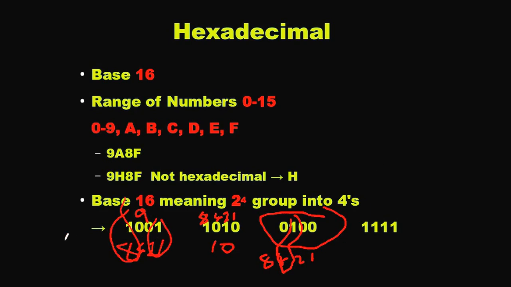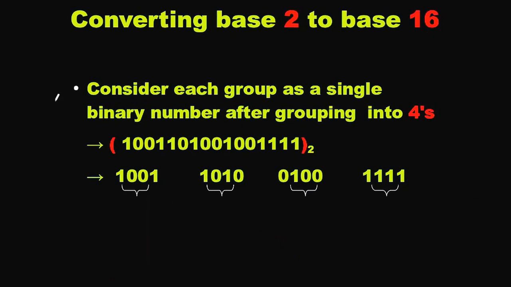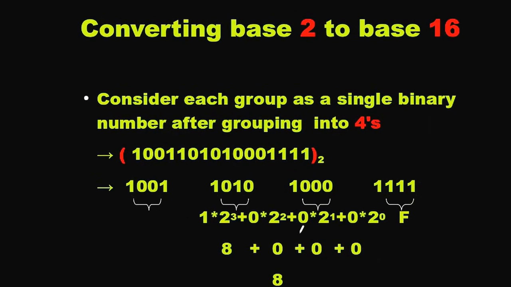And why did we say 1, 2, 4, and 8? What does that represent? That represents 2 to the power 0, 2 to the power 1, 2 to the power 2, and 2 to the power 3, which is 8. Now converting base 2 to base 16: consider each group as a single binary number after grouping into 4s. We did that. So this one is 1 multiplied by 2 to the power 0, this is 1 multiplied by 2 to the power 2, and this is 1 multiplied by 2 to the power 3, which equals 1 plus 2 plus 4 plus 8. 15 equals F. Never put 15, that's considered wrong. This is 8.